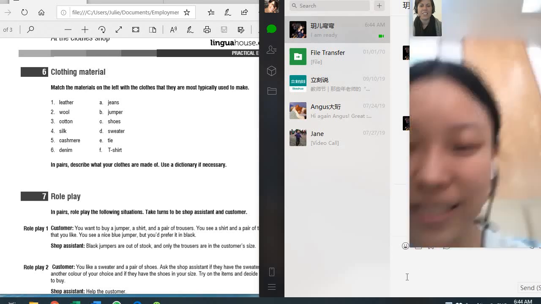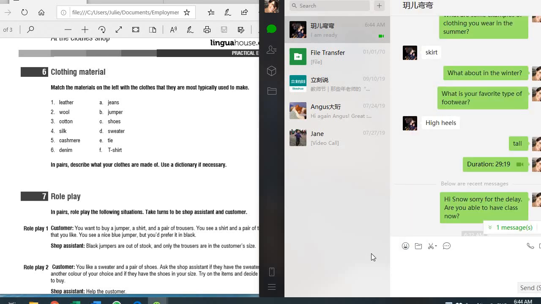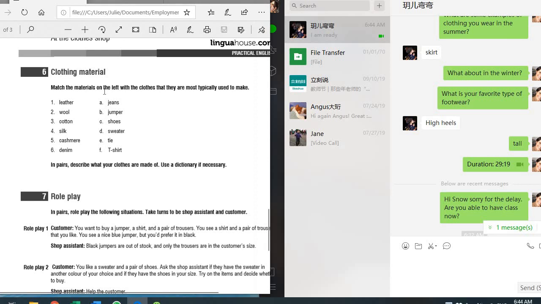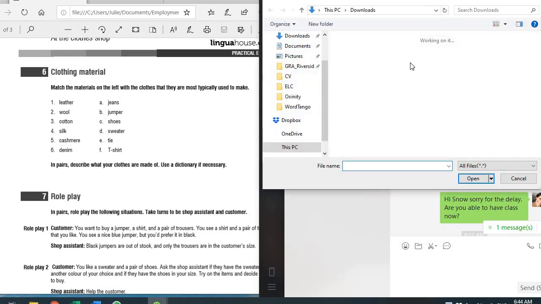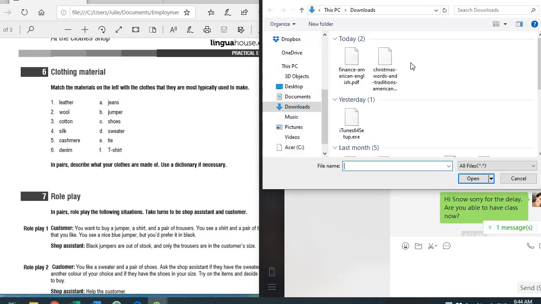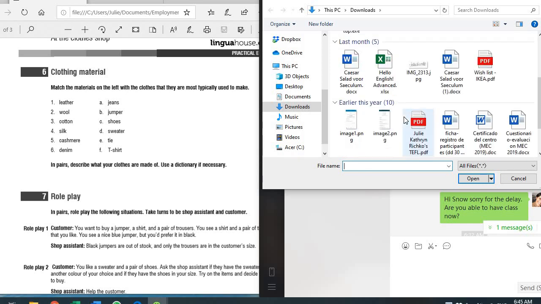Good. Okay, so let's continue with what we were talking about before. So we're going to take a look at section number 6 in the document that I sent you. So let me send that to you again. Number 6, exactly. Yeah. So do you see number 6 where it says clothing material?